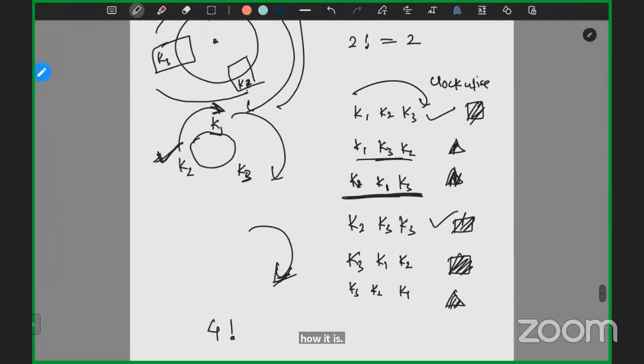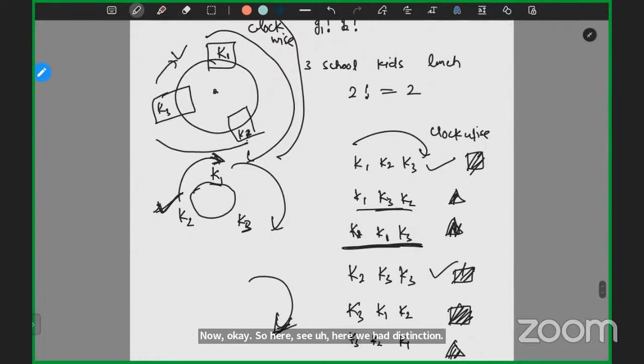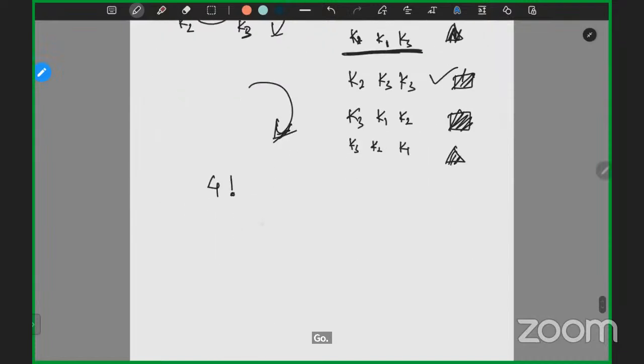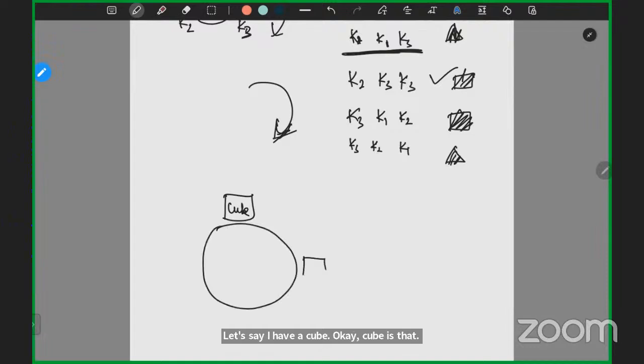Here we had distinct objects, so we can't arrange them in any other way. Whenever you see things that are not distinct, where the same things are appearing, let's say K1 is there, and I can pick two kids or twins or something. But let's say I have a cube, and I'm keeping cubes, boxes, around the circle.